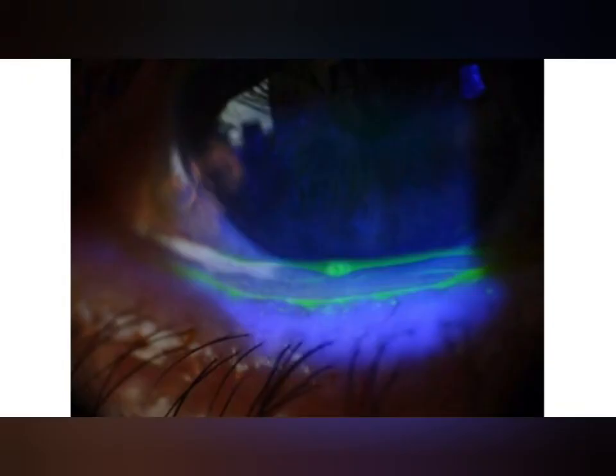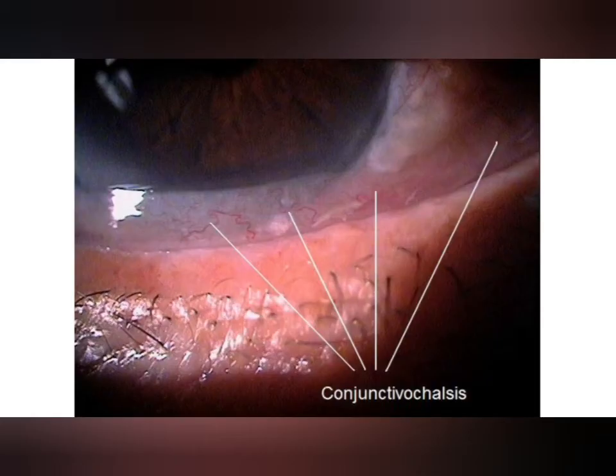Okay, and this is called conjunctivochalasis. Conjunctivochalasis is characterized by one or more folds of conjunctiva over the lower eyelid margin that you will see here. And this is also conjunctivochalasis. Here you can see the folds of conjunctiva.